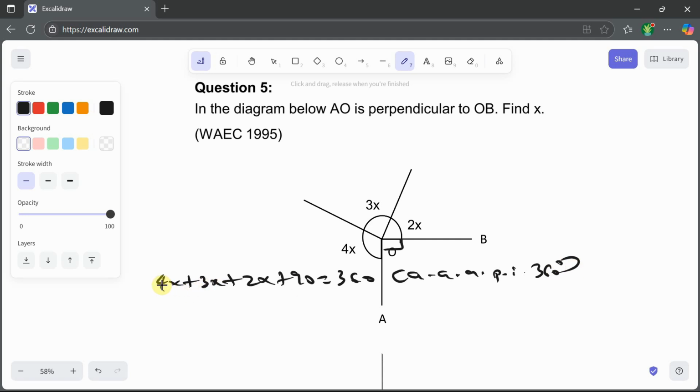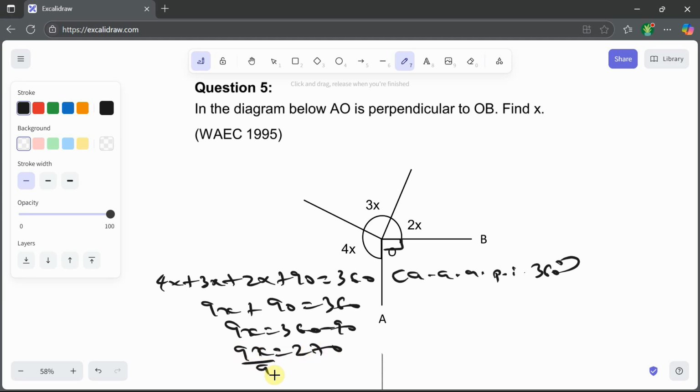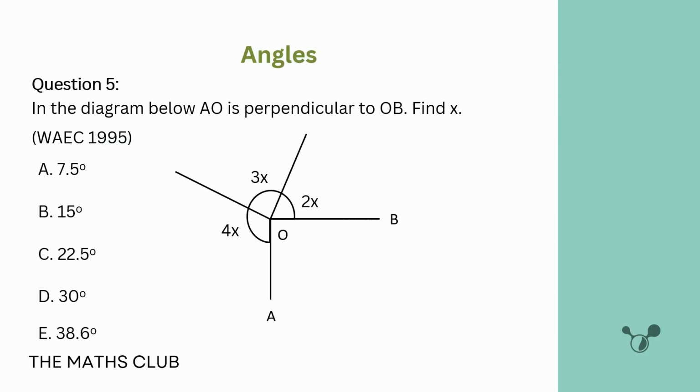So this is 9x plus 90 is equal to 360. 9x is equal to 360 minus 90. 9x is equal to 270. And if I divide both sides by 9, my x is equal to 30 degrees. That's basically it, because the question asks us to find x, and we are done. That will be option D.